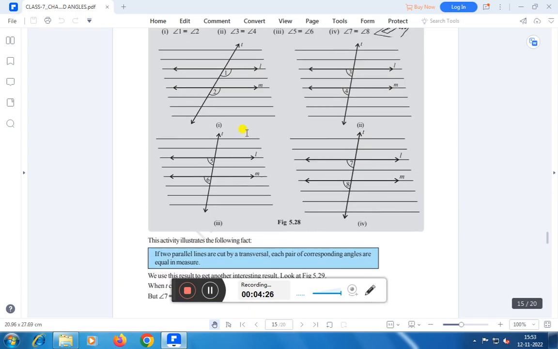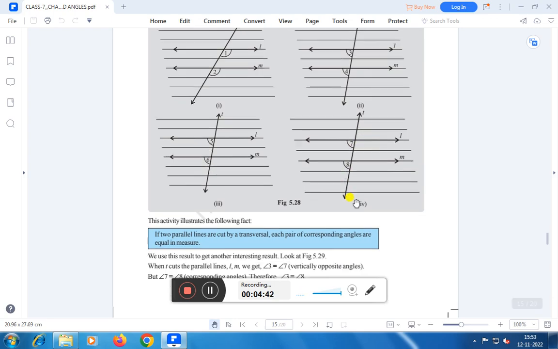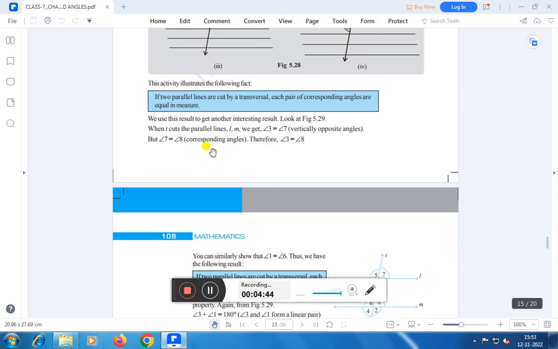Here you see parallel lines and this is the transversal. For corresponding angles, angle 1 will be equal to angle 2. Angle 3 will be equal to angle 4. Angle 5 is equal to angle 6. Angle 7 is equal to angle 8. These are corresponding angles, right?